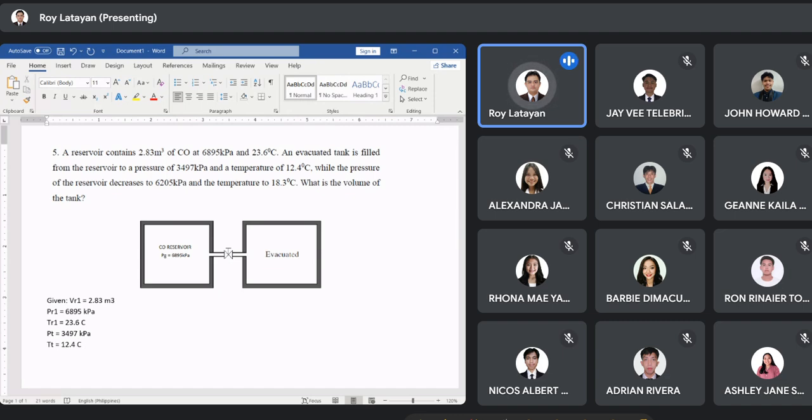While the pressure of the reservoir decreases, meron tayong pangalawang condition ng reservoir. Since some of the mass is transferred here, bumaba yung temperature and yung kanyang pressure. So 6205 kPa, and temperature is 18.3 Celsius. So hinahanap is volume ng tank. Find is volume ng tank.